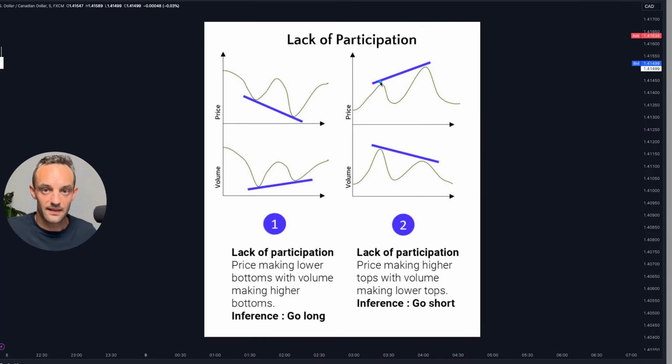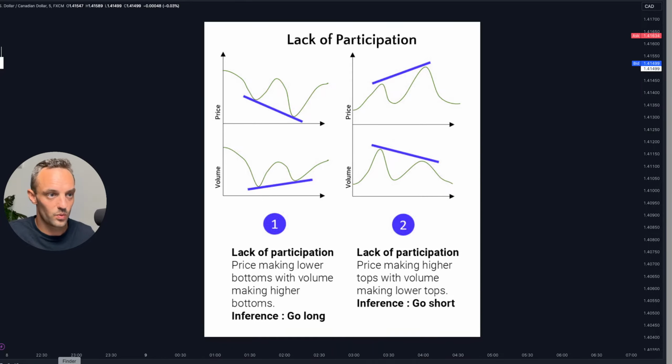And the other way around, yeah, this is a long setup, might be a long reversal. And this is the short, go short, if we see the lack of participation in the long direction. No buyers left, divergence. Okay, this is the most important thing.